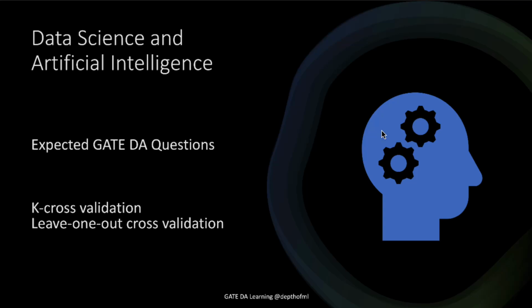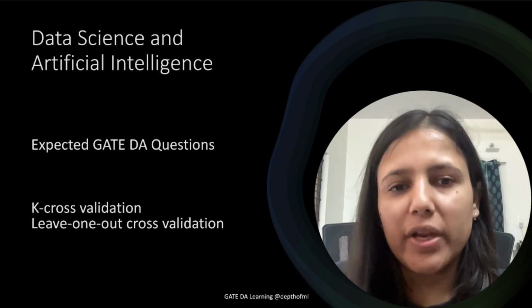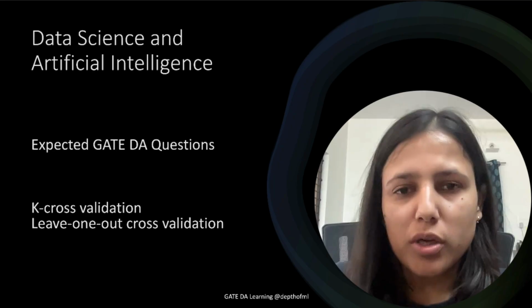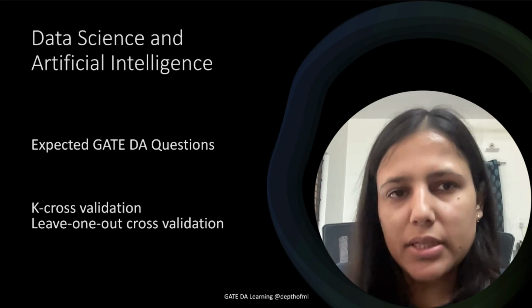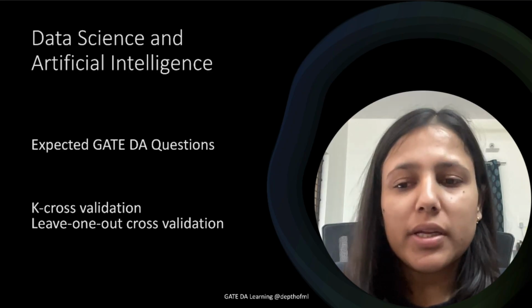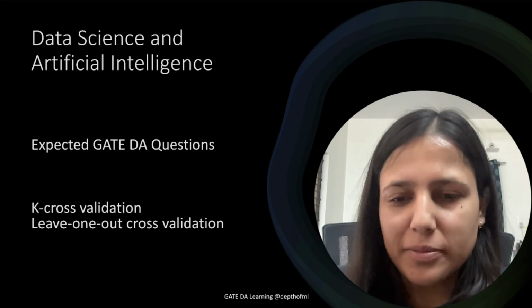This is the question series for the questions that you can expect in the GATE DA exam. So today what we are going to cover are two very easy topics that are very scoring as well. We'll talk about K cross validation or K fold cross validation. I might be using these terms interchangeably, so please don't get confused. And the other one is leave one out cross validation. So let's get started with our first question.